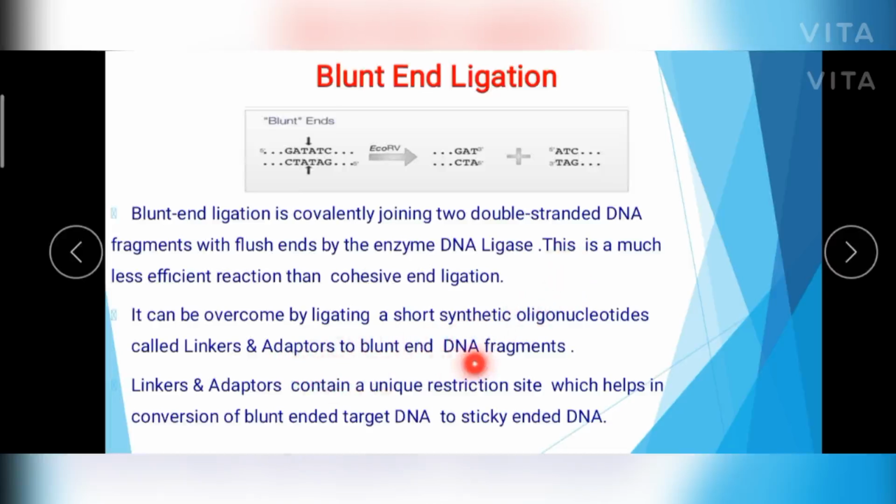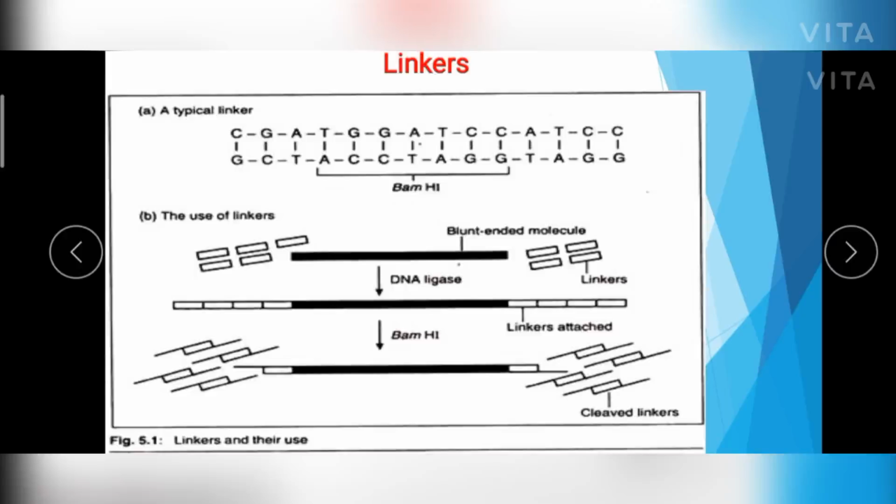So in order to overcome this limitation, in order to increase the efficiency of blunt end ligation, you will be using certain synthetic molecules, oligonucleotides like linkers and adapters. These linkers and adapters are short DNA fragments which are attached to blunt ended fragments to convert blunt ended DNA molecules to sticky ended form.